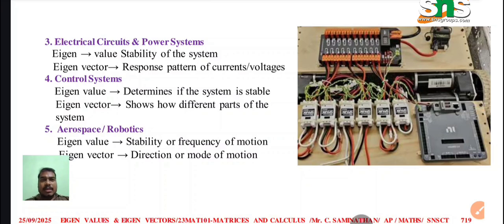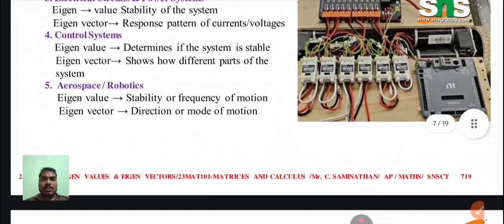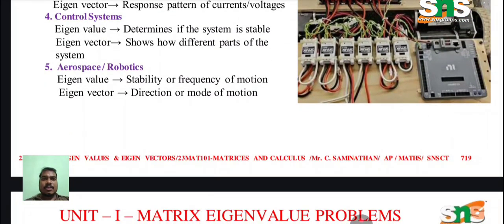In electrical and power systems, the eigenvalue gives the stability of the system, and the eigenvector is the response pattern of currents or voltages. In control systems, the eigenvalue determines if the system is stable, and the eigenvector shows the different parts of the system. In aerospace or robotics, the eigenvalue is the stability or frequency of a motion, and the eigenvector is the direction or mode of motion.